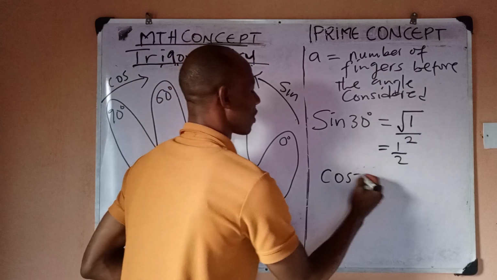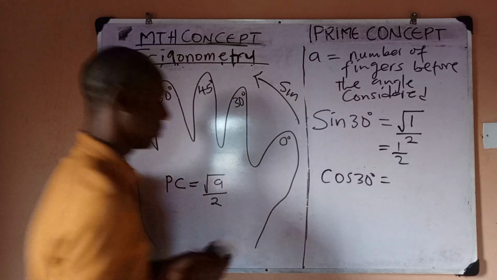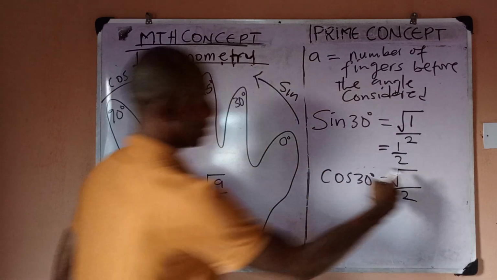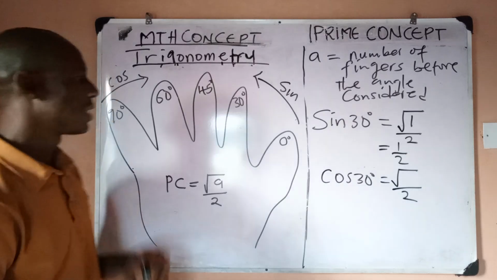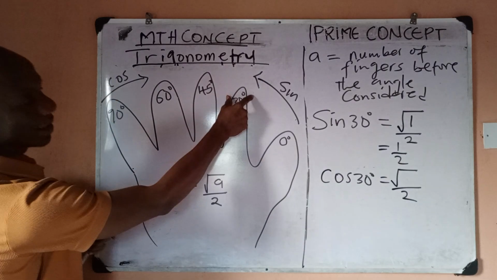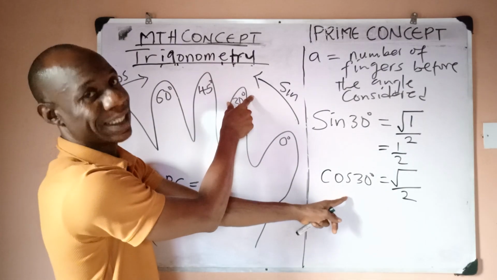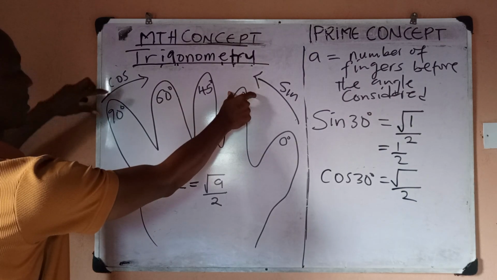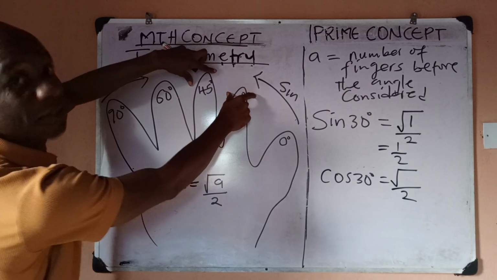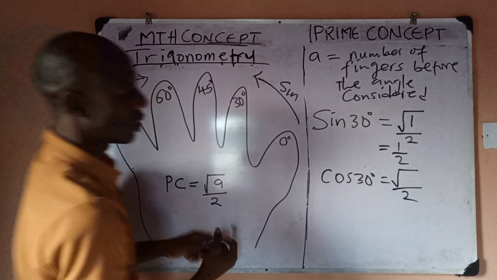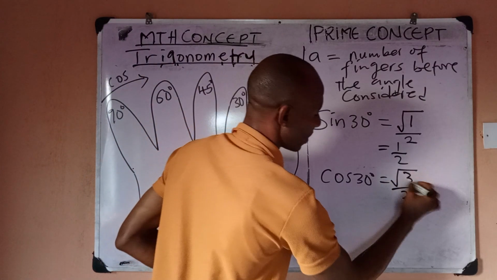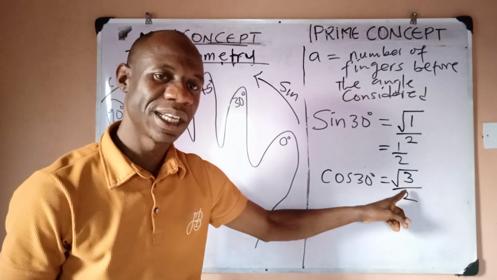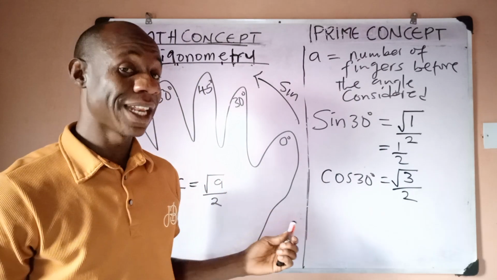I know the concept is clear to you, but let me give you another example. Say we want to find cos 30 degree. Still use the formula root a over 2, but I want to find what a will be. Now, I want to find 30. This is 30, and I'm looking for cosine. It means I'll be counting from this side now. How many fingers before 30? 1, 2, 3. So I have 3 fingers before 30. So I'll quickly insert 3. Yeah. So it means that cos 30 degree is what? Root 3 over 2.